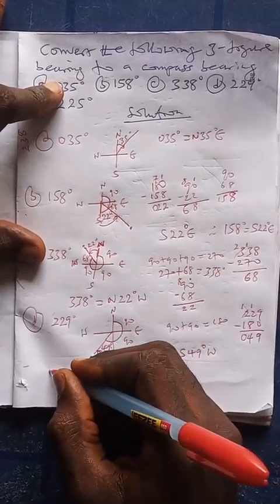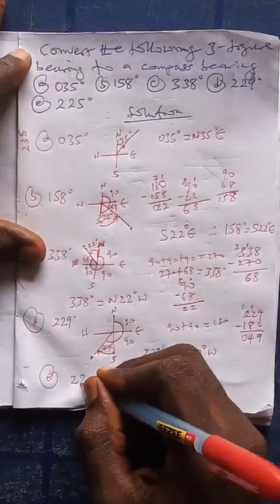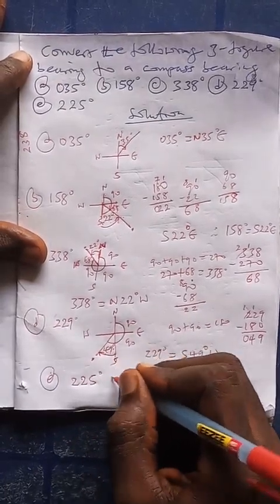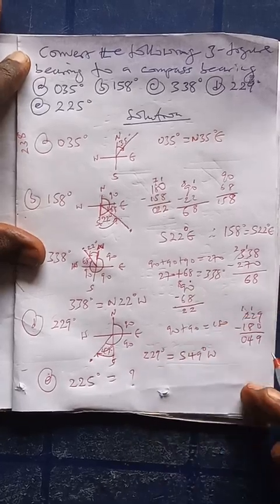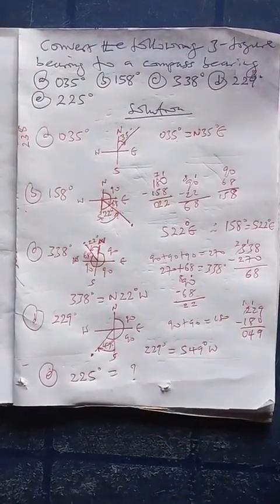And that is the answer in compass bearing. So what would be this very one, number E, 255 degrees? What will it be in compass bearing? I would love to see your answer in the comment section.